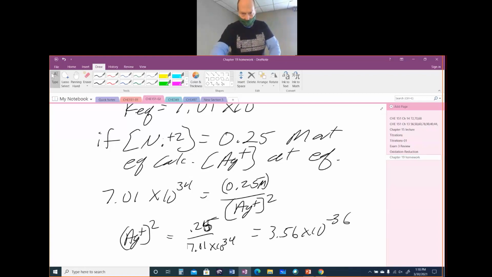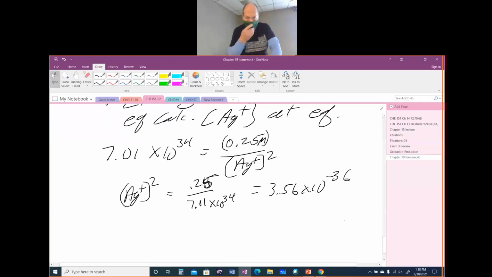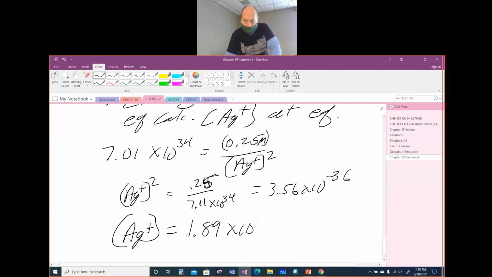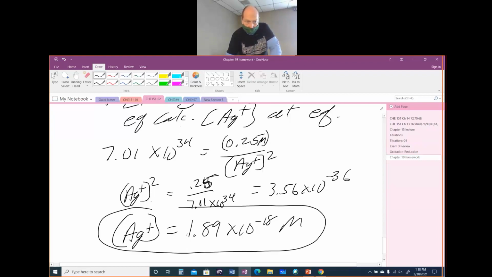And so if at equilibrium we had a 0.25 molar nickel, our Ag plus concentration would equal 1.89 times 10 to the minus 18. All right, and so this reaction goes to completion. That is essentially zero. So your spontaneous reactions go to the right until essentially all of your reactants are gone.